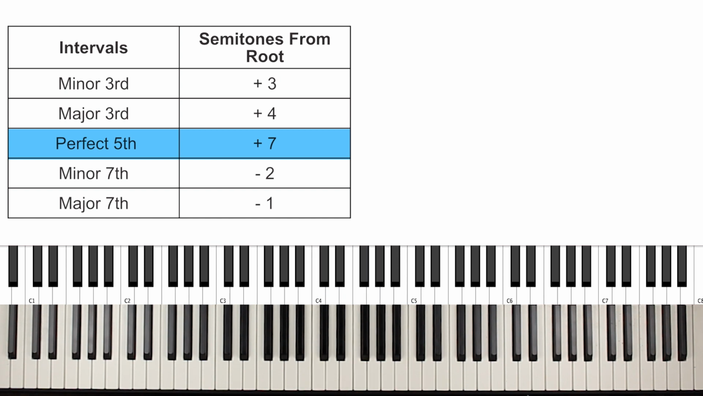The reason a fifth is not actually 5 semitones above the root is because intervals are named for their position in scales and not their distance in semitones. So the name of an interval tells us nothing about how far it is from the root.